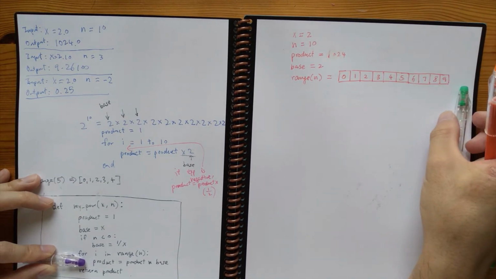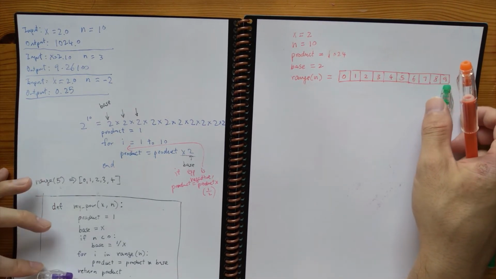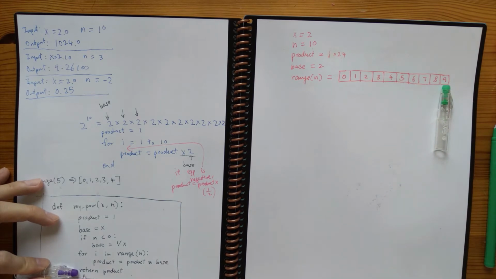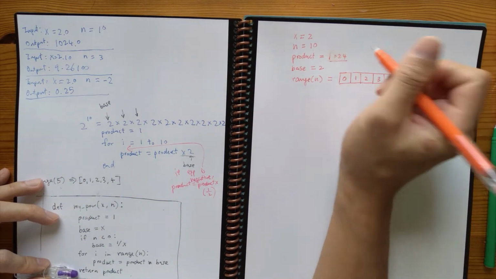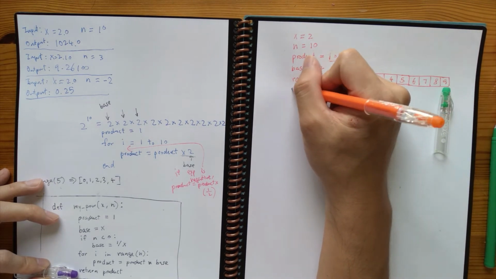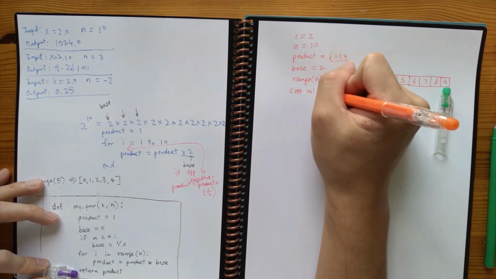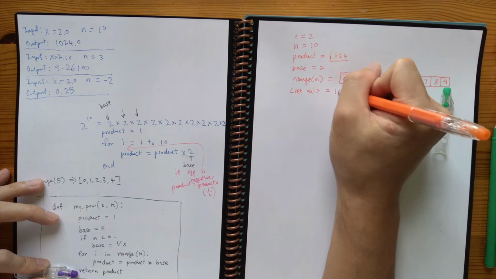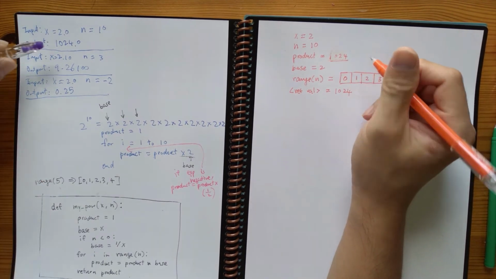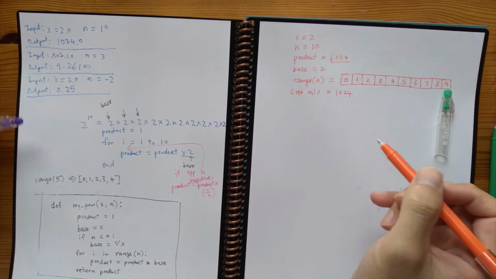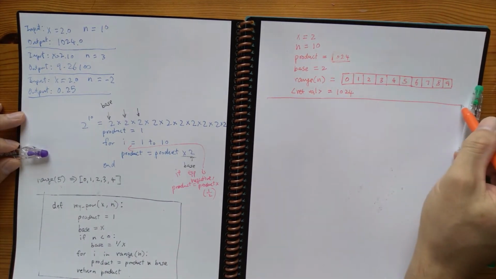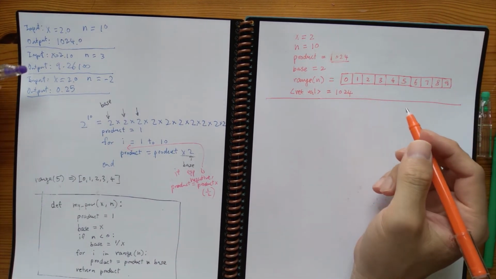And then we're at the end of the range. So we jump out of the for loop, and we're going to return the product, which is 1024. So the return value is 1024. That is the expected output. So we're good here for example number 1. Let's go to example number 2.